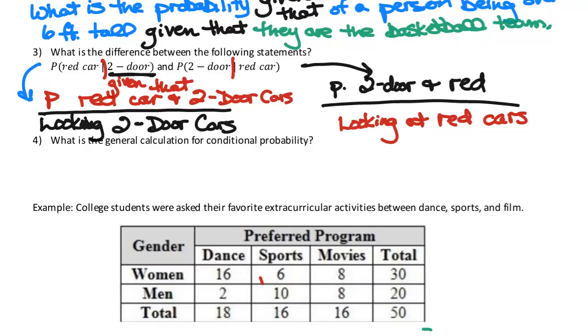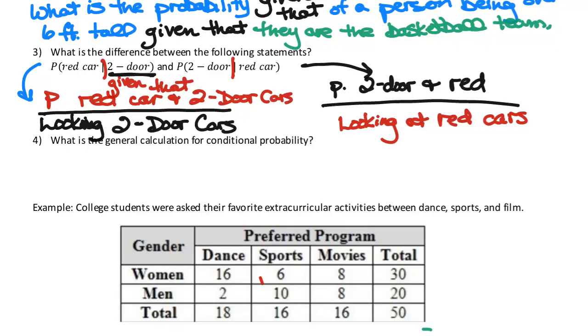But do you understand the difference? You have a sea of red cars, and we're looking for a 2-door that's a red car. And the other one, we're looking at 2-door cars. This is the "given that" statement. This is the condition. They have to be a 2-door car. And then we want red cars that are 2-door cars. All right?